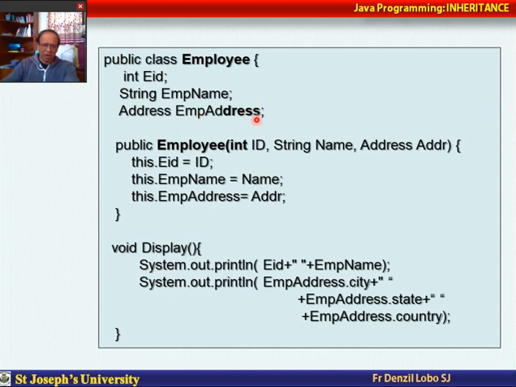So I have employee here, then address, employee address, a reference to this address. And then here I have the employee constructor, with employee ID, name, and the address. So they are instantiated. And then one more method here, display. These are all methods of employee. Display shows the employee name and displays the city, state, and country using the address, so employee address dot city.